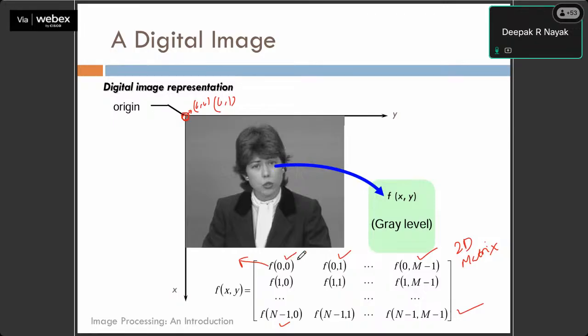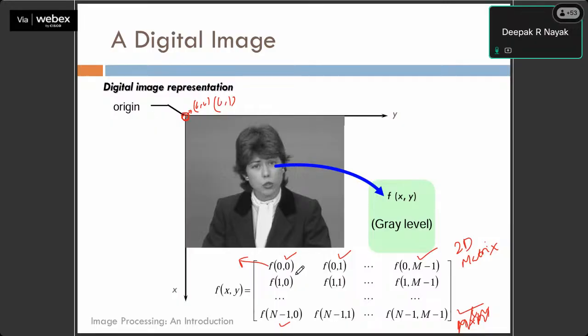When I say it is 0, 0, it is nothing but the coordinates. So this image is having size n cross m, where there are n number of rows and m number of columns. You can say it starts from 0 to n minus 1, and 0 to m minus 1, right? So there are n number of rows and there are m number of columns, right?